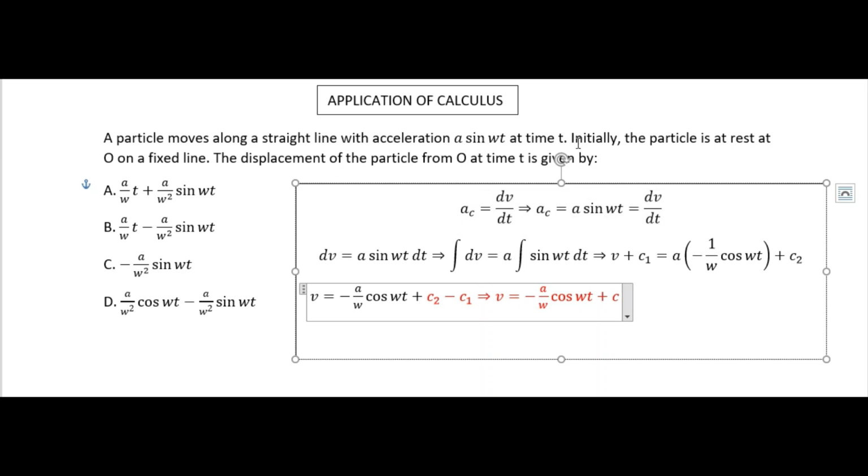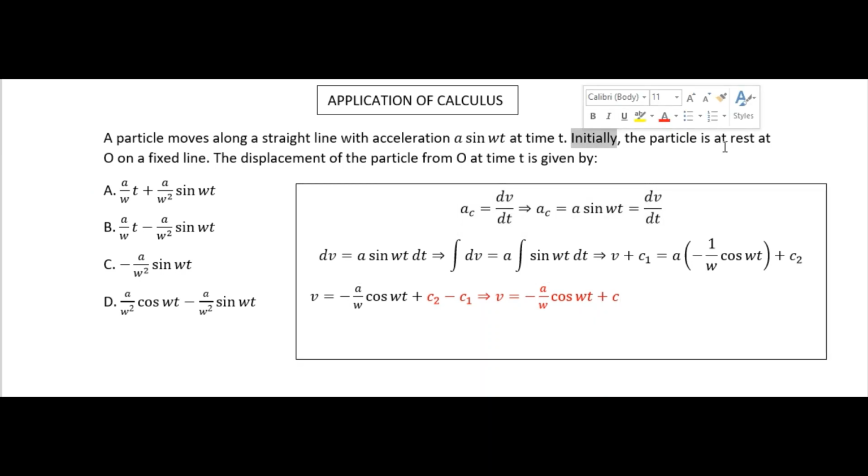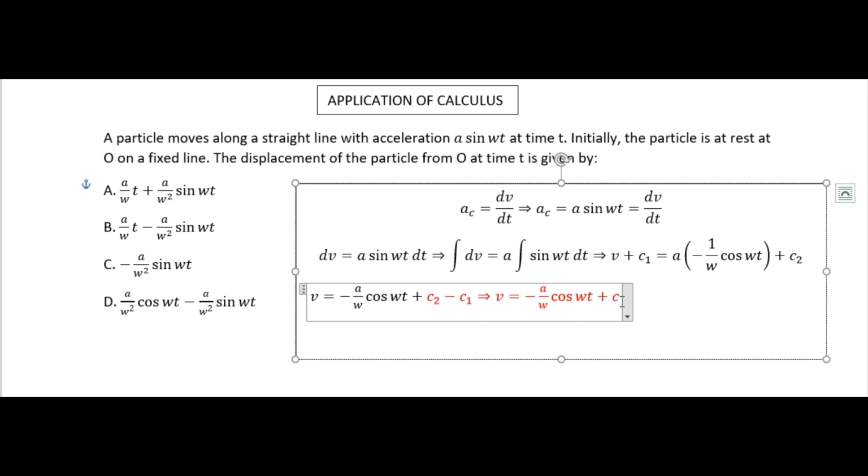Now let's go back to the equation. It says initially the particle is at rest at O on a fixed line. O generally refers to the origin. Now when you're at rest, it means that what? At rest means time is 0 and the velocity is 0 as well. That's the meaning of at rest. So let me write down the condition here: at rest, t is equal to 0 and v is equal to 0. With t equal to 0 and v equal to 0, we can look for our constant of integration, right?